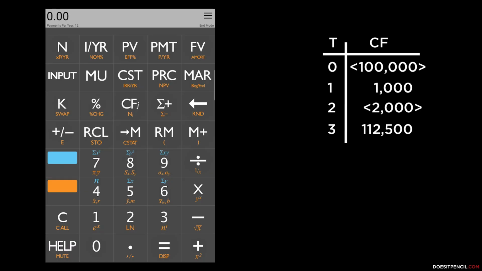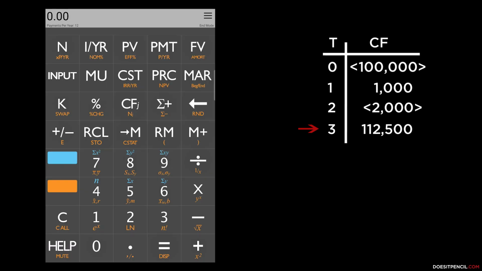In the second row, you see a number 1 and then a 1,000 positive. That means in year 1 or time period 1, you received $100,000. Next row, in time period 2, which is year 2, you paid $2,000. That's why it's negative. And in time period 3, you can see 2,000 plus 110,000.